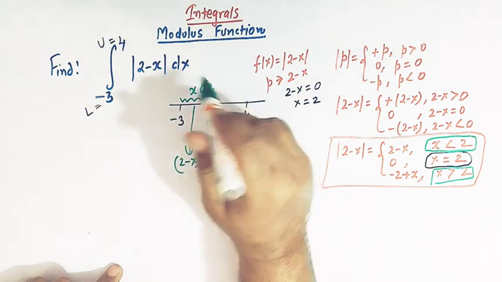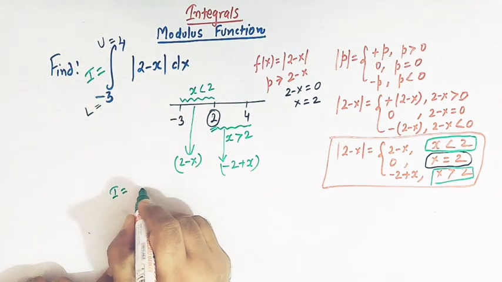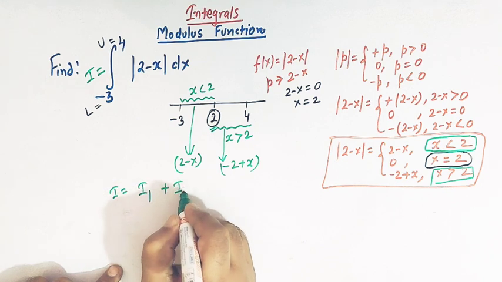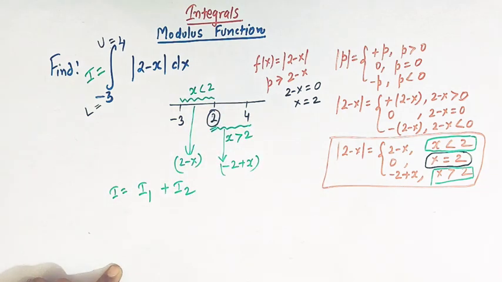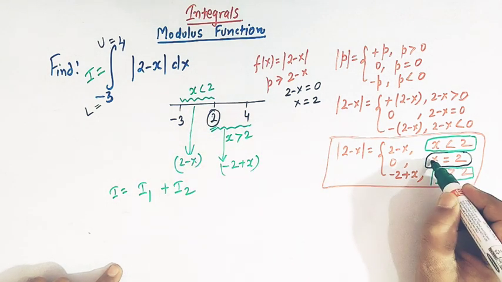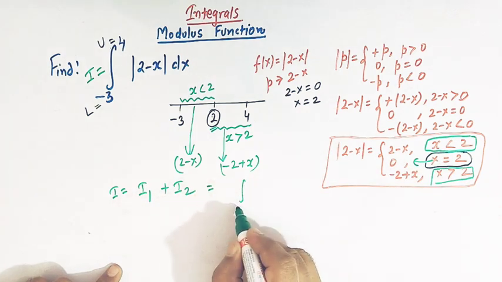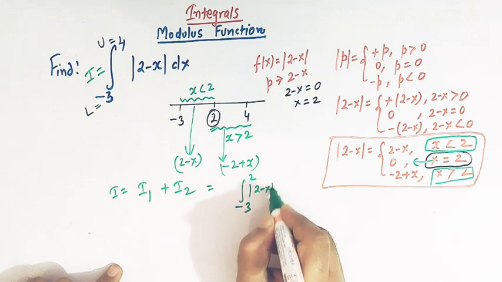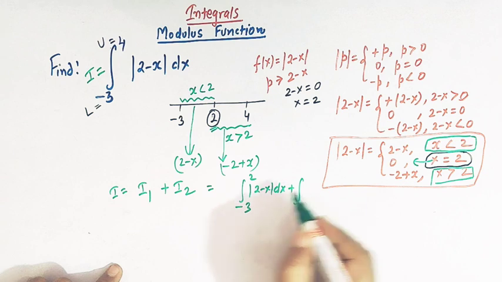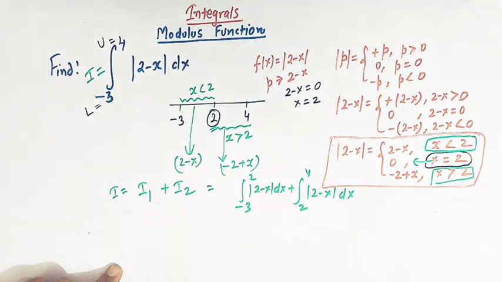So now we can take this integral as I, and we can split this integral as a sum of two integrals where the breaking point is 2, right? So x is equal to 2 is the breaking point. So I1 is from minus 3 to 2, and we have mod of 2 minus x dx, and then I2 is from 2 to 4, and we have mod of 2 minus x dx, right?